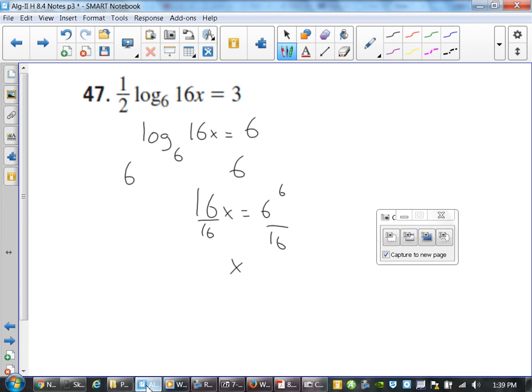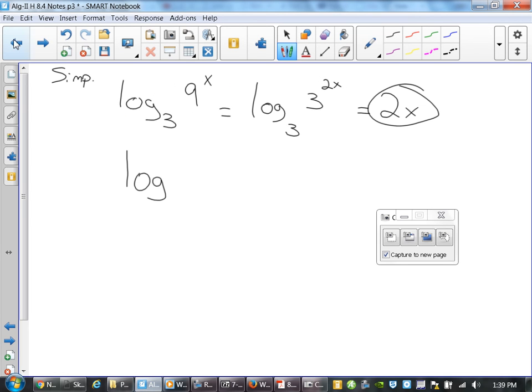On the last page, did it end up being 2x because the 3's cancel each other out? Yep. In terms of whatever these bases are, if these bases are the same, whatever this exponent is, it just falls. Otherwise it won't work, so you just leave it like that, and we'll worry about that when that happens.